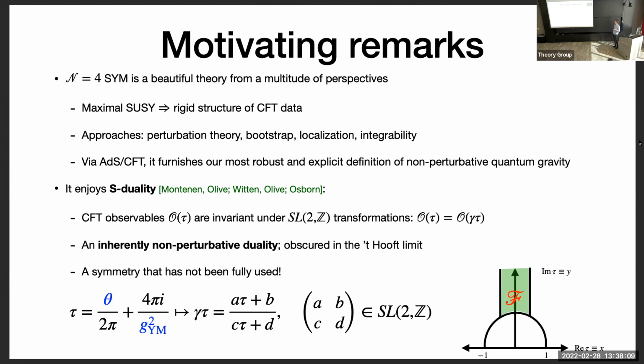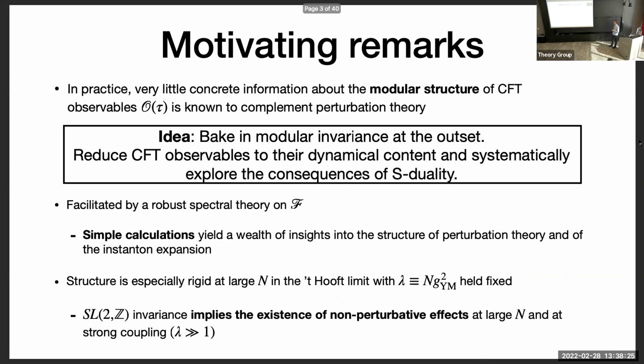And something I just want to emphasize as a bootstrapper is that this is a symmetry that has not really been taken advantage of. And what would it mean to take advantage of it? It would mean to process it at the outset of calculations and reduce all of CFT observables to their dynamical content. And that's what we'll try to do in this talk.